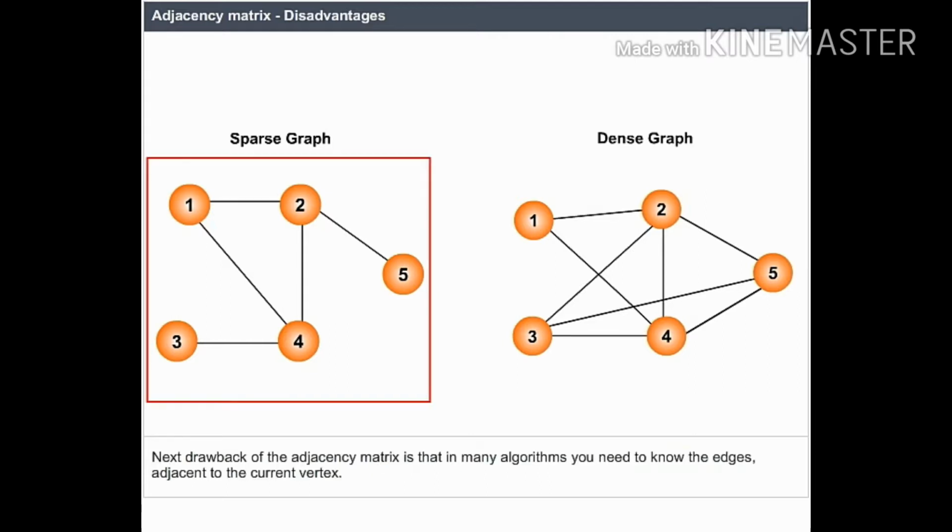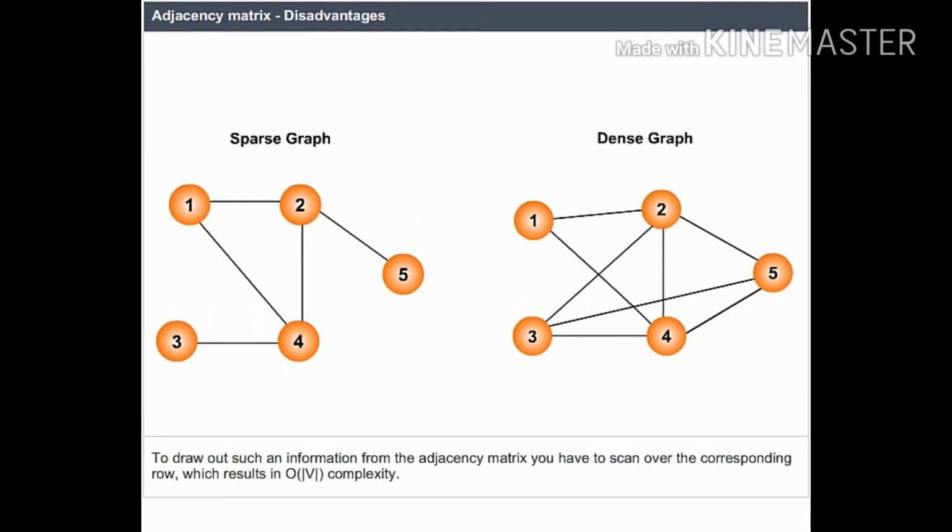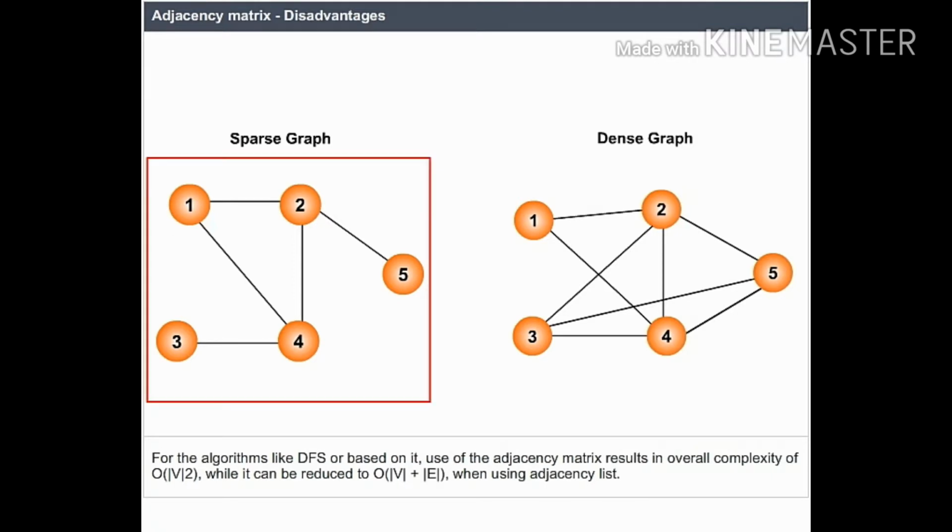The next drawback of the adjacency matrix is that in many algorithms, you need to know the edges adjacent to the current vertex. To draw out such information from the adjacency matrix, you have to scan over the corresponding row, which results in O(V) complexity. For algorithms like DFS or those based on it, use of the adjacency matrix results in an overall complexity of O(V²), while it can be reduced to O(V + E) when using an adjacency list.